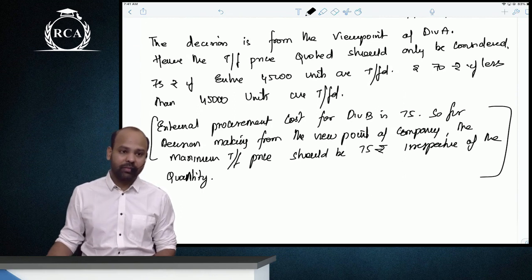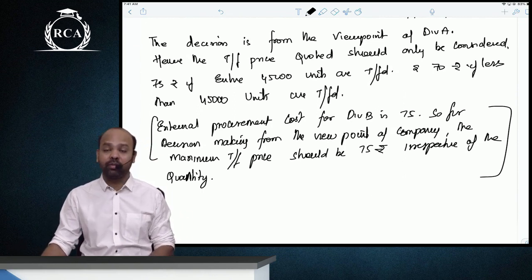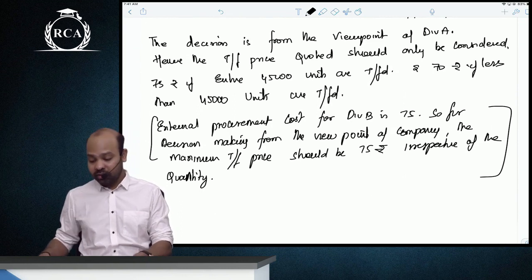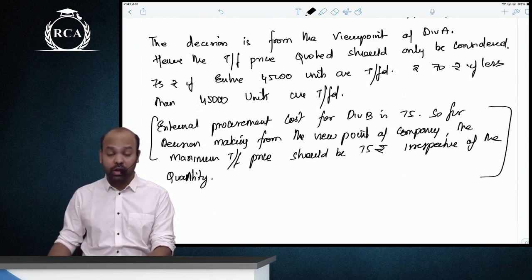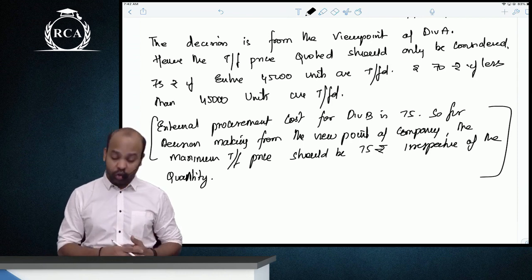Write this, guys, it is important, beta, that we are taking the decision only from the viewpoint of division A, and not from the viewpoint of the entire company. That is why whatever is the quoted transfer price, we are considering that only. I hope you've all written it, guys, because you were supposed to do it with me.